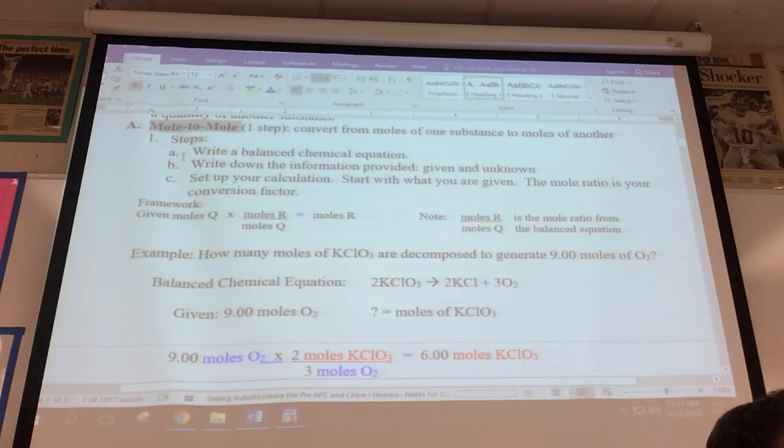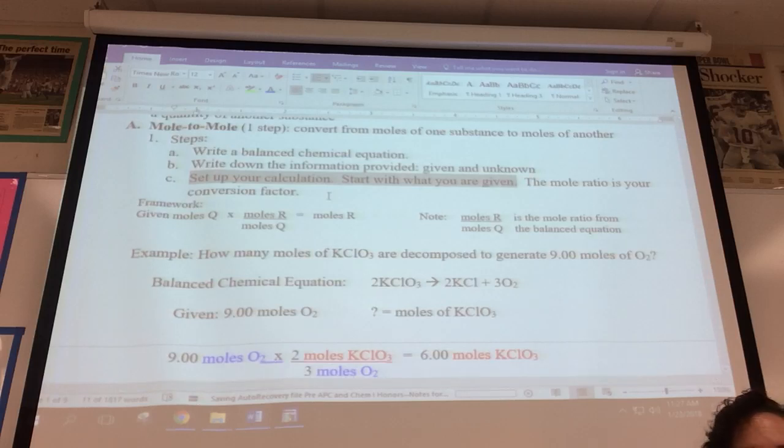To carry out this type of calculation, you're going to write a balanced chemical equation. You already know how to do that. Figure out what's given and what is unknown. Set up your calculation, always starting with what you're given, and the mole ratio will be your conversion factor. Allow your units to drive the problem, and you will be much more successful with these types of calculations.